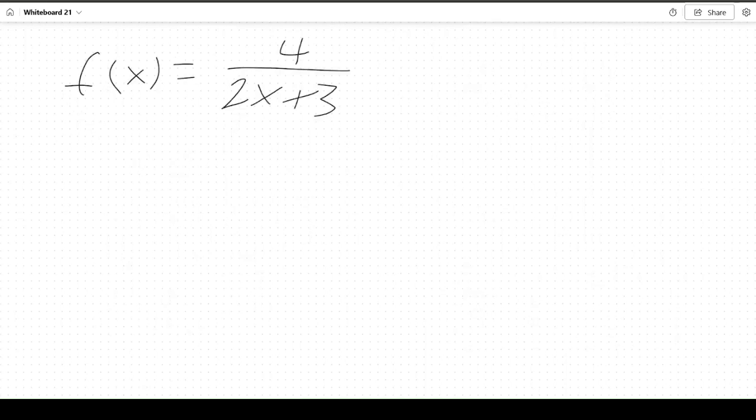Right, here we got another question, and it looks kind of different than the last one. So here we got f(x) equals 4 over 2x plus 3. And we need to make this function equal to something like 1 over 1 minus x. So what we got to do is take out the 4. So f(x) will be, let's say, take out the 4, and we got 1.